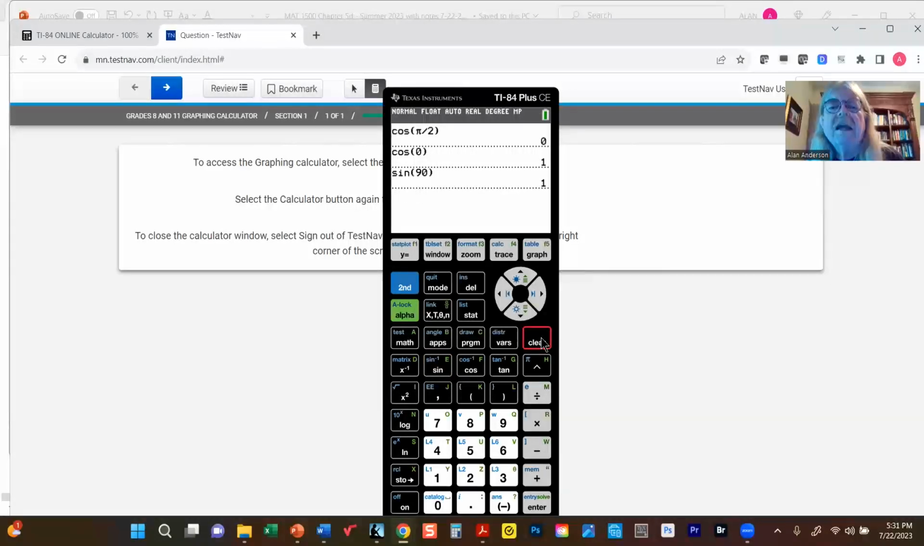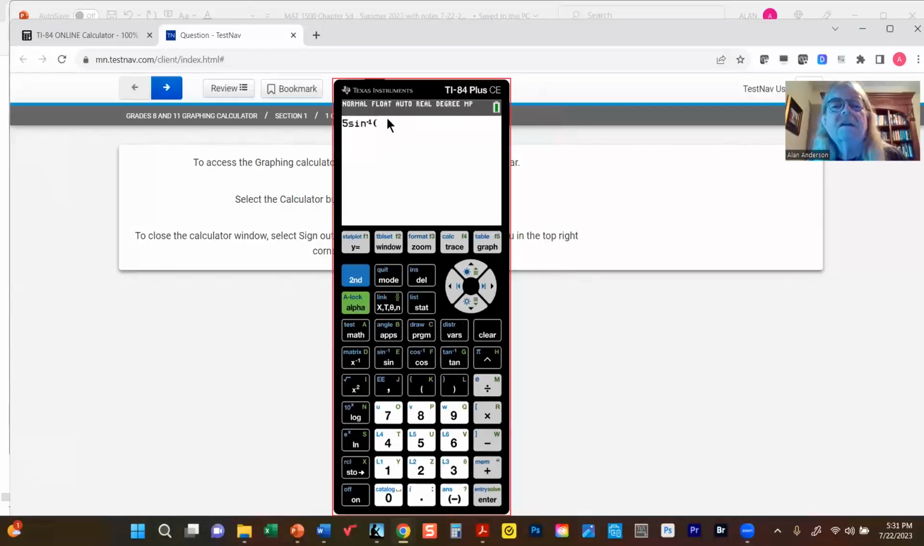Oh, no, that's not right. It has to be the second. That's better. Oh, whoops. Yeah, you got it. Don't forget, you're actually not using the actual calculator. If you try to type on your computer, sometimes it works and sometimes it doesn't with this thing. All right, so that's 30 degrees.